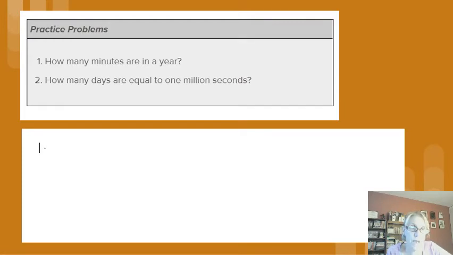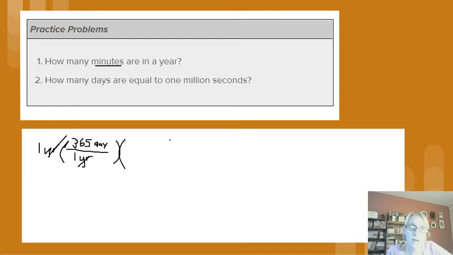So we're starting with year, if I can write it correctly. All right, and then we eventually want to get down, so we're going to drill down to minutes. So we know years on top, so we have to put year on the bottom. All right, so 1 year, and I only know that 1 year has 365 days. Oops, if I can write that out. All right, so now the years cross out and I'm left with days.